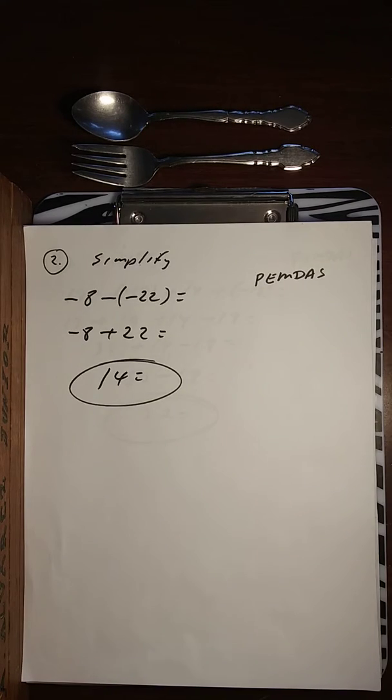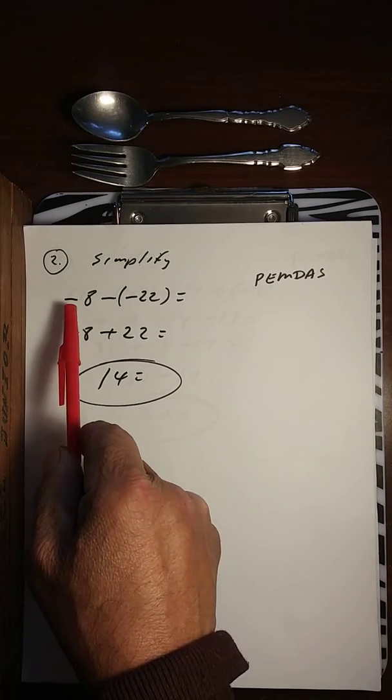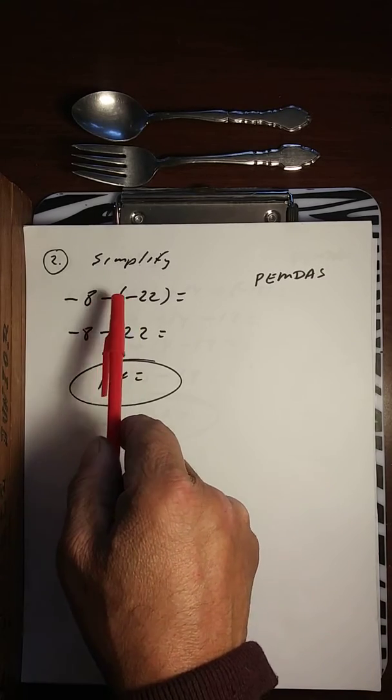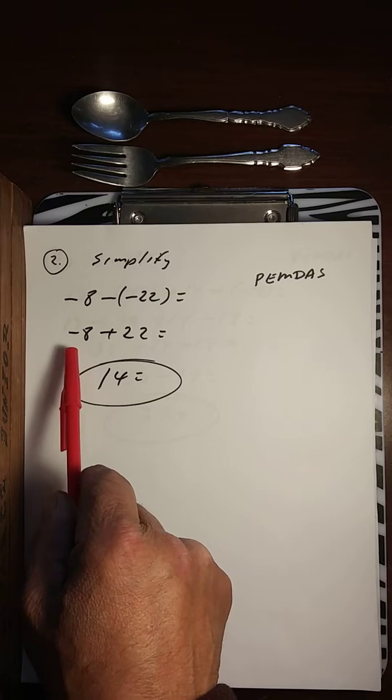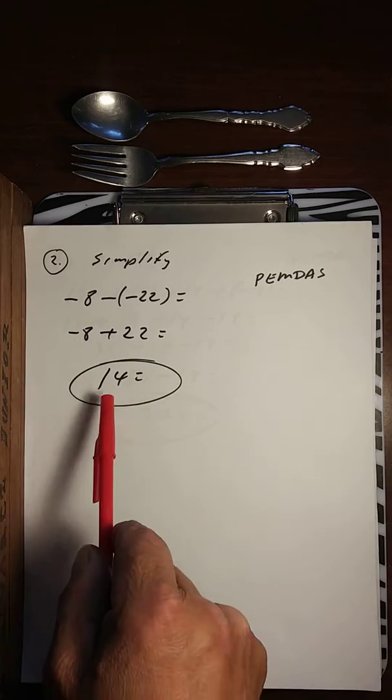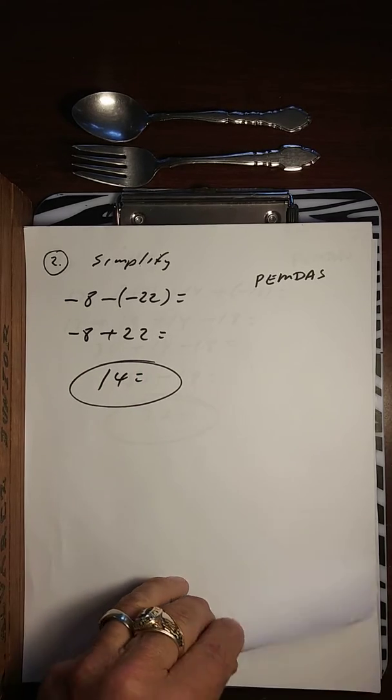Go to the next one. Simplify the following. Negative 8 minus negative 22. So negative of a negative is a positive 22. A negative 8 and a positive 22 is going to give you a positive 14.